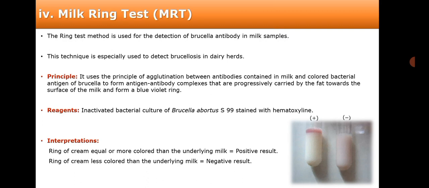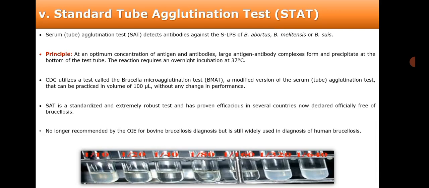Standard tube agglutination test. Serum tube agglutination test detects antibodies against the smooth lipopolysaccharides of Brucella abortus, Brucella melitensis or Brucella suis. At an optimum concentration of antigen and antibody, large antigen-antibody complexes form and precipitate at the bottom of the test tube. The reaction requires an overnight incubation at 37 degrees Celsius.